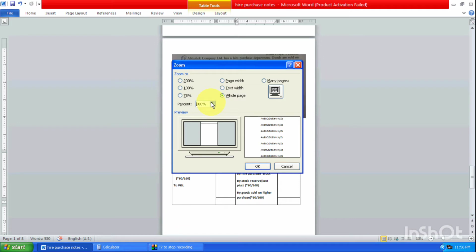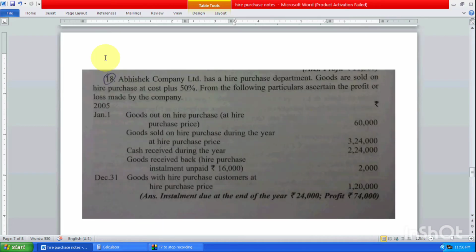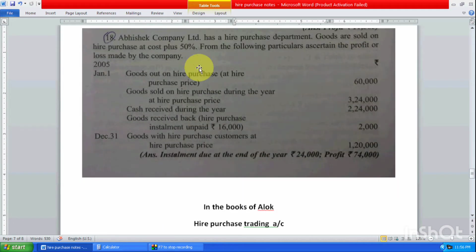So let's zoom in to see the question clearly. Here is a clear view, so it's viewable and readable also. Let's start question number 18 directly. Abhishek Company Limited has a hire purchase department. Abhishek Limited is the hire vendor, and it has a hire purchase department.